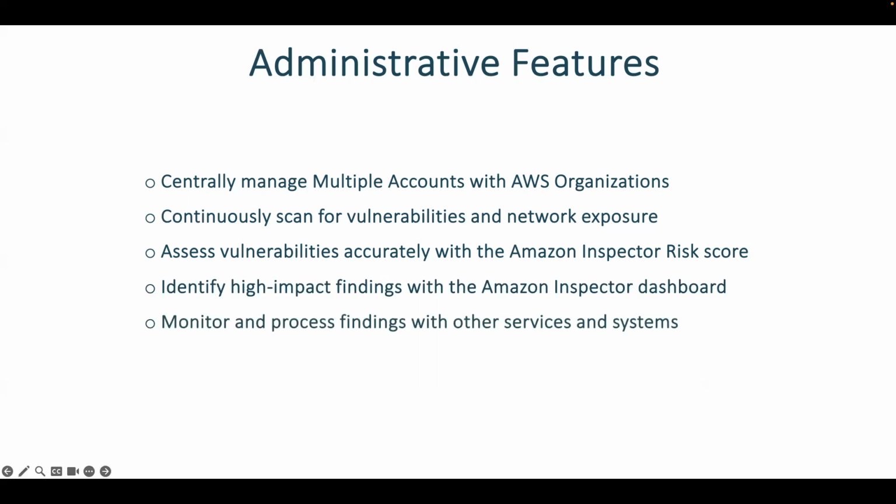The next one is monitor and process findings with other services and systems. What it exactly means is Inspector findings can be integrated with services like AWS Security Hub, EventBridge, or any of the third-party tools for monitoring and automation purposes. It allows you to automate responses to vulnerabilities or route findings to existing workflows. It centralizes security insights across services. For example, automatically it can create a Jira ticket or send an alert to Slack when Inspector identifies a critical vulnerability.